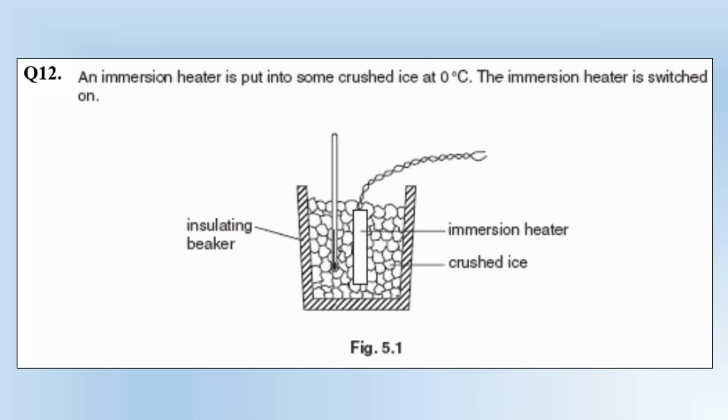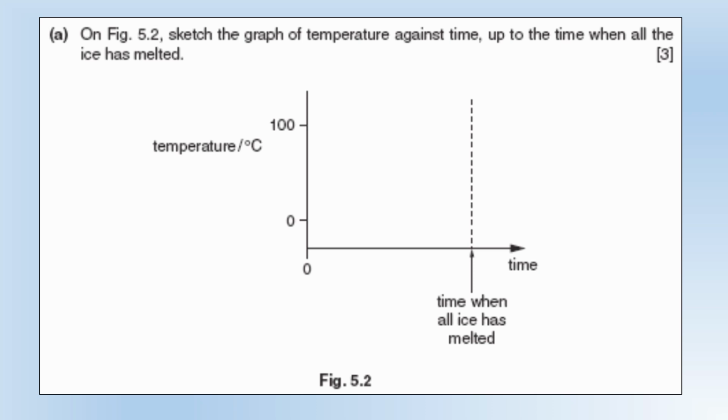So an immersion heater is put into some crushed ice at 0 degrees. The immersion heater is switched on, okay? And we've got an insulating beaker surrounding it. So on the diagram, sketch the graph of the temperature against time up until the time when all the ice has melted. So it's going to stay at 0 degrees up until the ice melts, because temperature does not change during a state change. Incidentally, after it's all melted, then we'll see this kind of shape where the temperature starts to rise, but not until all the ice is melted.